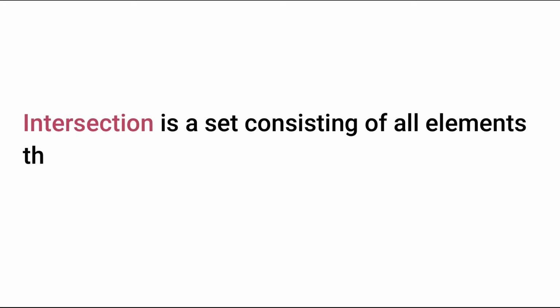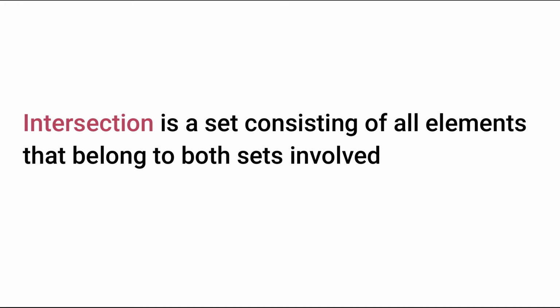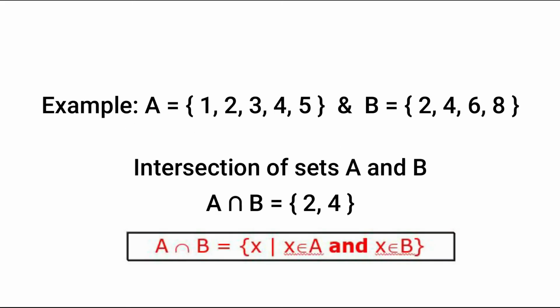The intersection is a set consisting of all elements that belong to both sets in form. For example, set A with elements 1, 2, 3, 4, 5 and set B with elements 2, 4, 6, 8. The intersection of set A and set B is 2 and 4. Elements 2 and 4 are in both set A and set B.